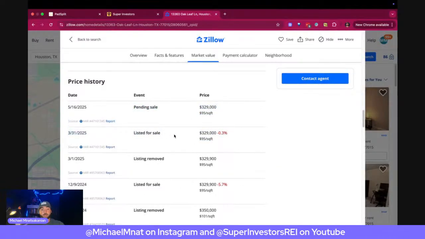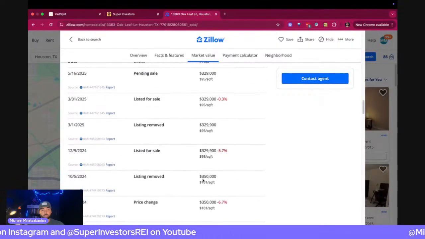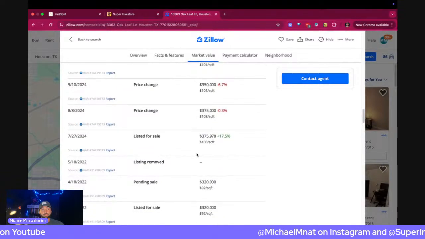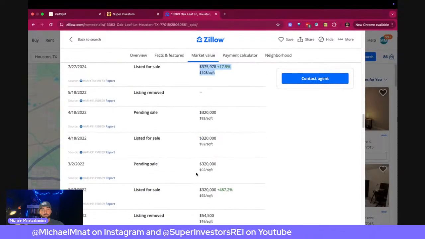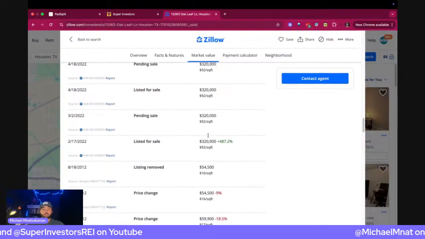So it was sitting for 2 months. They offered them, oh no, it was sitting for a lot longer than that. They were looking for $350 originally. Man, this thing's been sitting. They've been trying to sell this thing for a long time. This is how you know it's a good candidate for creative. They've been trying to make this thing work for a long time.